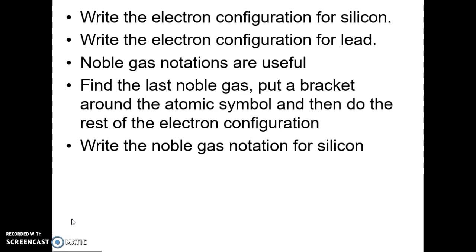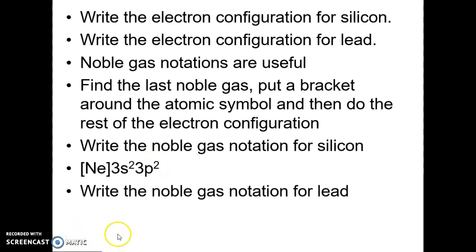So after neon, we go to the third row, so that's 3, and that's 3s2. And then we go over to the p orbital, so that's 3p, and it's not filled, there's only 2 electrons in it, so it's 3p2. So we get Ne in brackets, 3s2 and 3p2. Okay, very good. Now I want you to try writing the noble gas notation for lead, and we'll go over that in class.